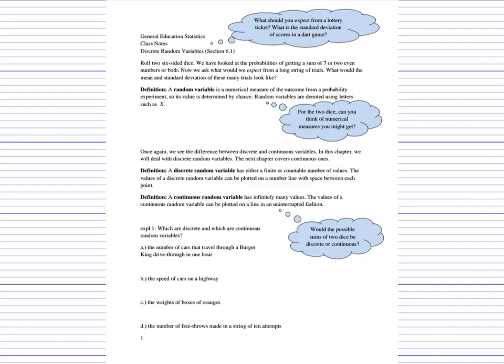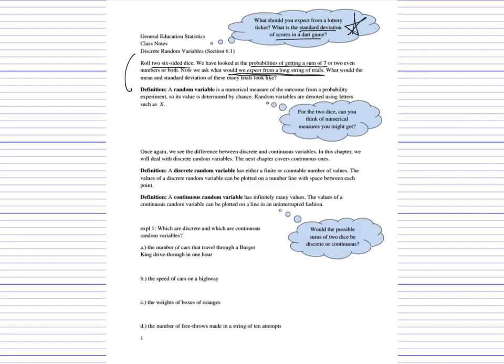But let's start off thinking about this thought bubble and the little introductory paragraph. So think about, what would you expect when you buy a lottery ticket? How about, what's the standard deviation of scores when you play a dart game with a friend? That's the kind of thing we're talking about. Think about rolling two six-sided dice. We have looked at the probability of getting a sum of 7 or two even numbers or whatever. What do you expect from a long string of trials?